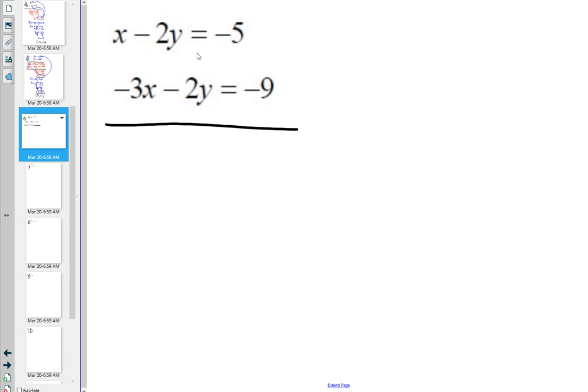Okay, what would be the best method for this one? Elimination's good, but are any of these variables ready to be eliminated? So it looks like the y's are ready, but they're not because I need to change the signs. So what can I multiply by if all I want to do is change signs? Negative 1. Now, if you were to multiply the top by 3, you could get rid of the x's.